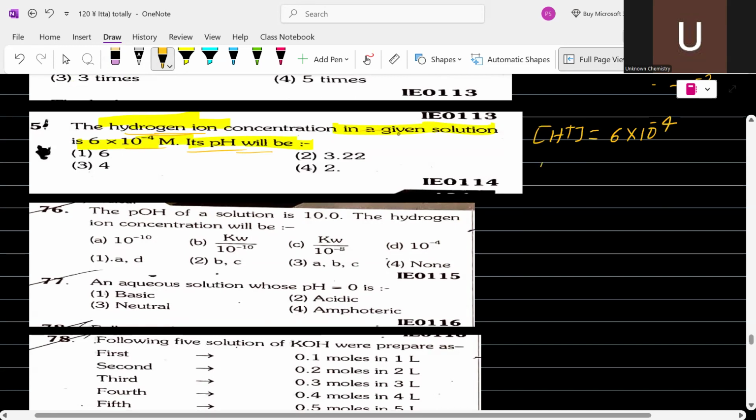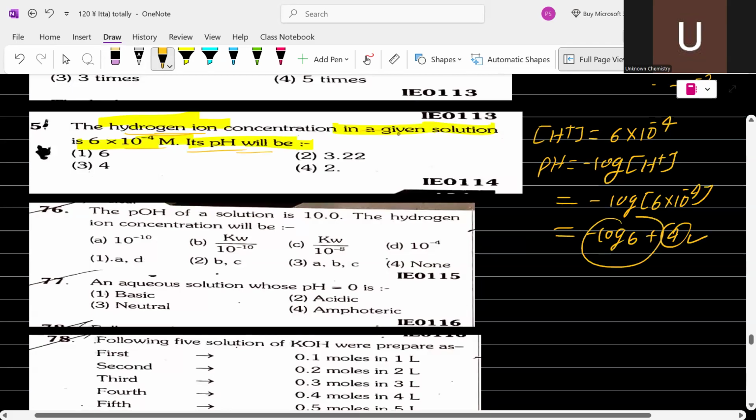We have to take log. So pH is equal to minus log of the concentration of H plus ion. Here the concentration is 6 into 10 to the power minus 4. So minus log 6 plus 4. We know how to solve that. Log 6 has the value 0.78, so 4 minus 0.78, which comes around 3.22. So the right answer is 3.22. Right, everyone? Next question, question number 76.